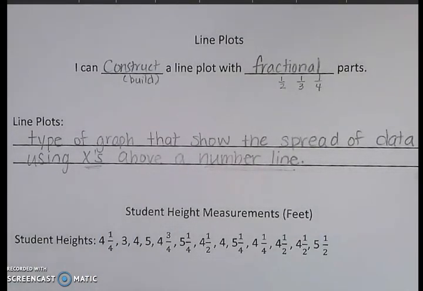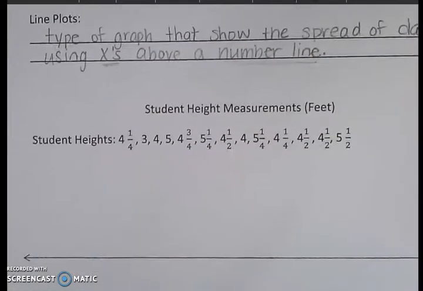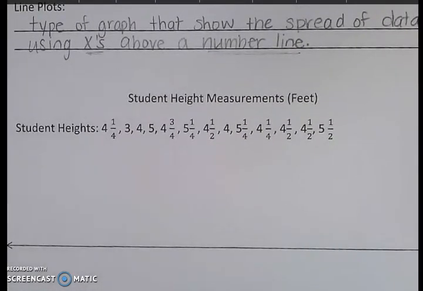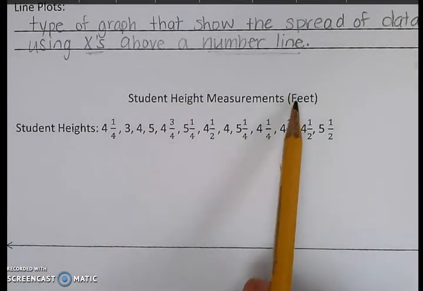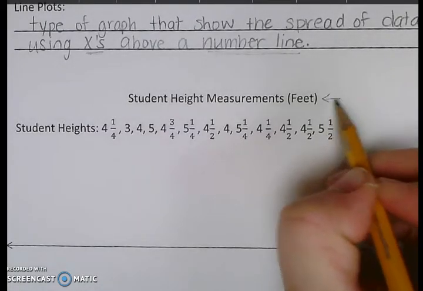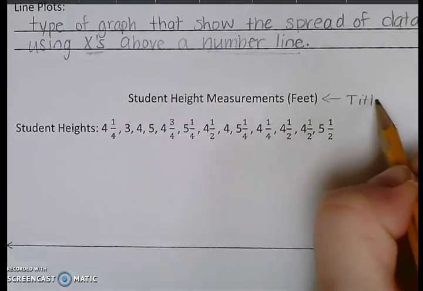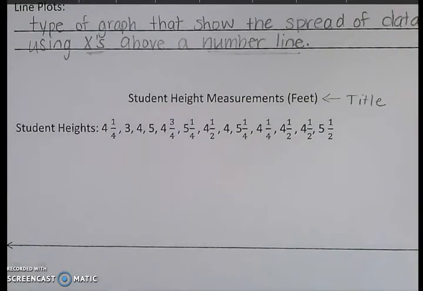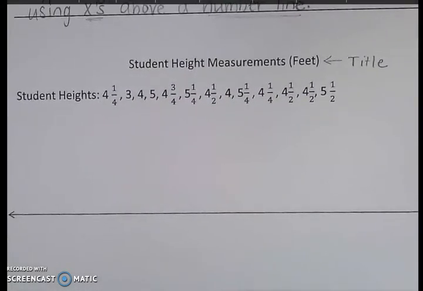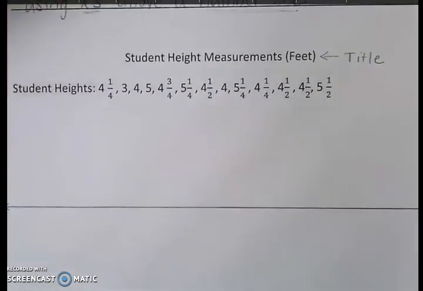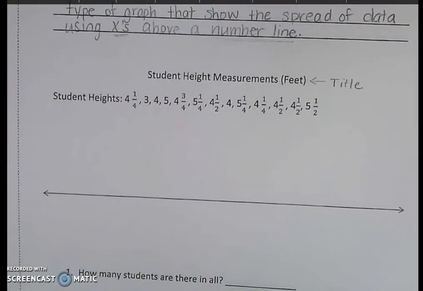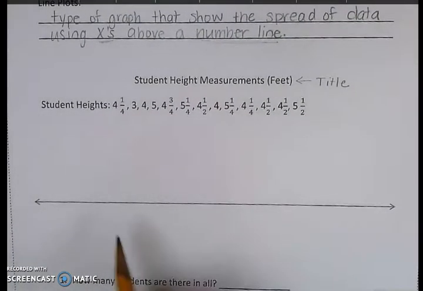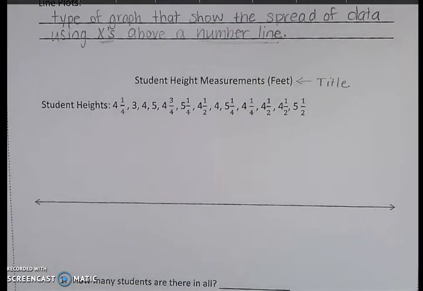So we're going to look at one here, and this one is the student height measurement. So if we measured everyone in the class, this might be everyone's measurement here, and it's measured in feet. So here, this is going to be my title. So it's important that we have a title on our graph. And now we're going to show what this line plot's going to look like. So first, here's my number line here. Nothing's labeled. We're going to have to build it ourselves.